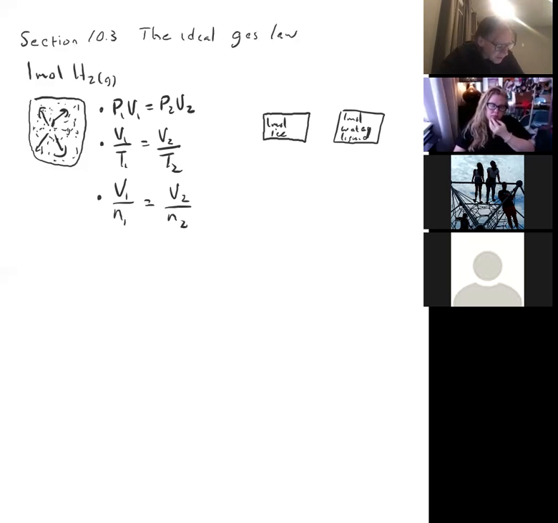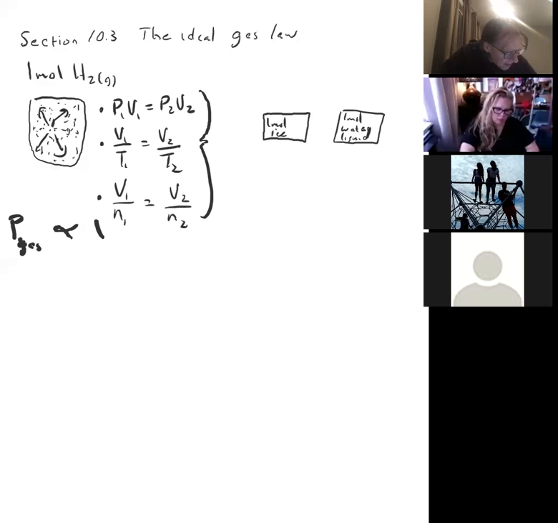So what I'm going to do at this point is take these 3 equations and put them together. And so let me write them slightly differently. What I'm going to do is say that the pressure of a gas is proportional to the volume of the gas. So not equal to, but proportional to. That's this one right here. The second relationship is the volume of a gas is proportional to the temperature of the gas. Remember, this has to be in Kelvin.